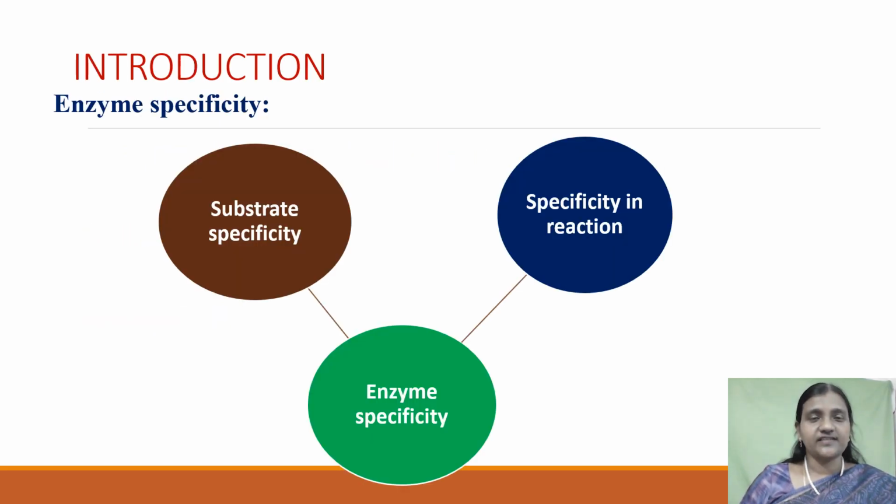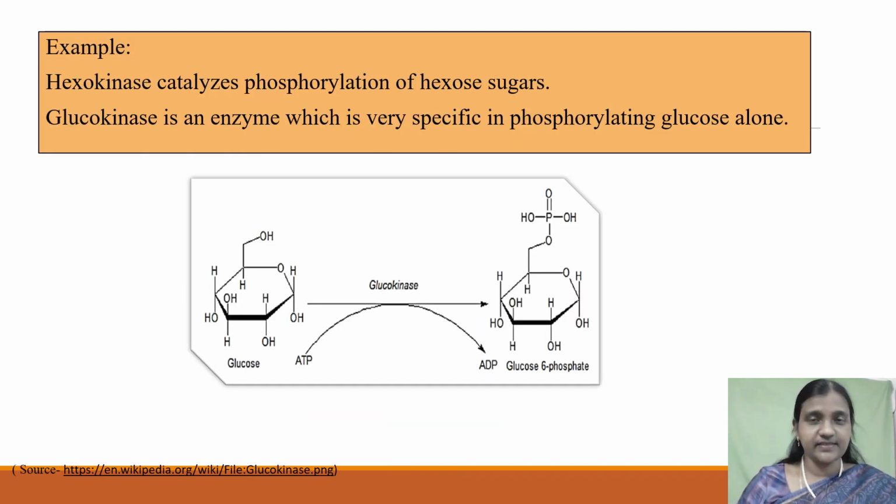We know that enzymes are very much specific in their action. They specifically bind with the substrate, which we can say is substrate specificity, and the reaction that they catalyze is also very much specific. So they exhibit substrate specificity as well as specificity with respect to their reaction. Let us see some examples.